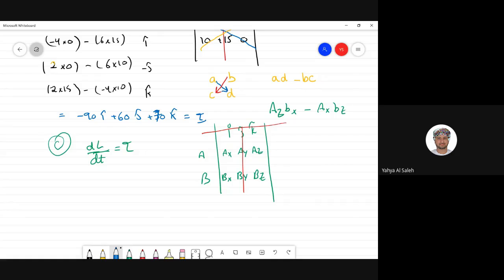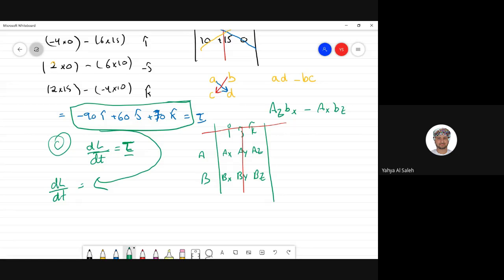By definition, the time rate change of angular momentum is what? Is torque, right? Correct? So my time rate change of angular momentum is simply my torque. Nothing to do in part C.